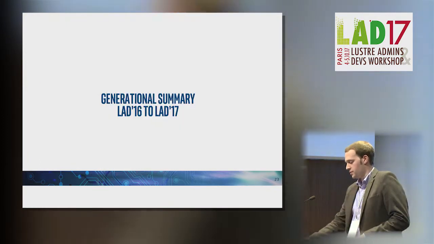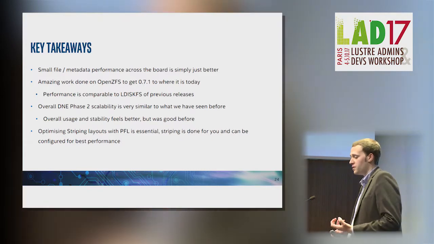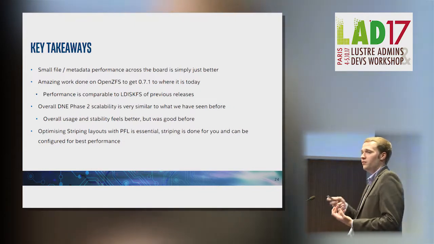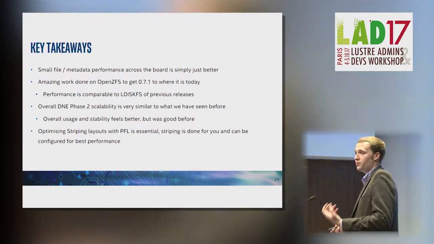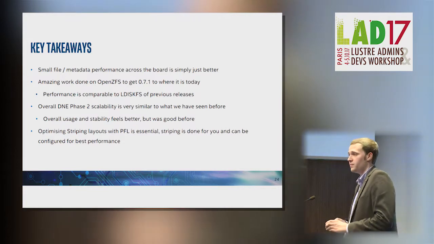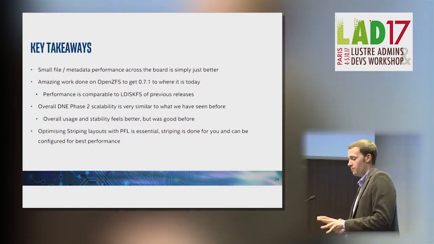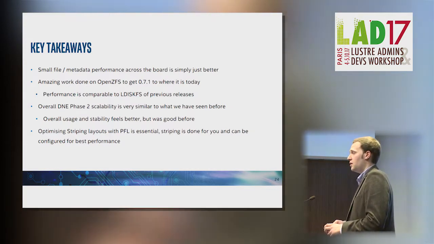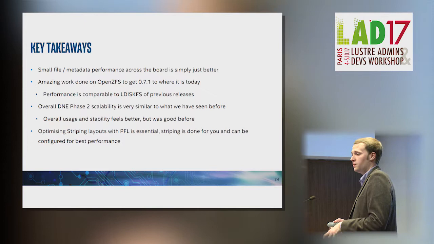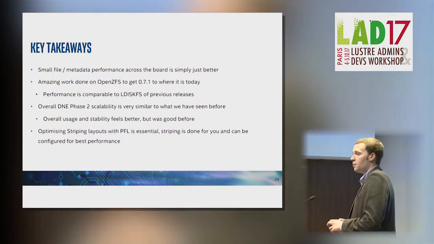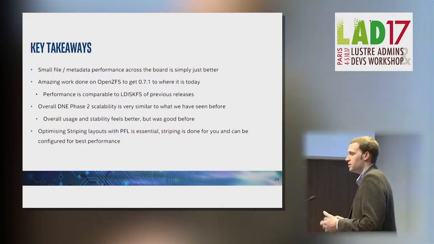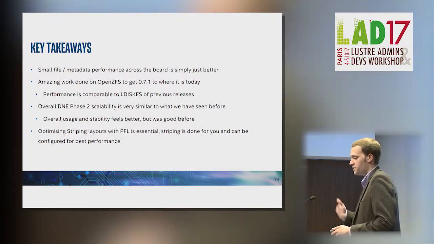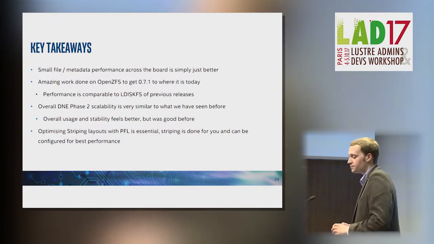So just to summarize, small file performance is just generally better. I was extremely pleased with the performance we've seen from last year to this year, both ZFS and LDISKFS. It's been excellent work, and all the developers who've worked on OpenZFS have done a fantastic job getting OpenZFS 0.7.1 to where it is today. It really makes it a very compelling option for your Lustre file system versus an alternative LDISKFS solution if you want to look at things like encryption, compression, and all of those other things you get with ZFS.